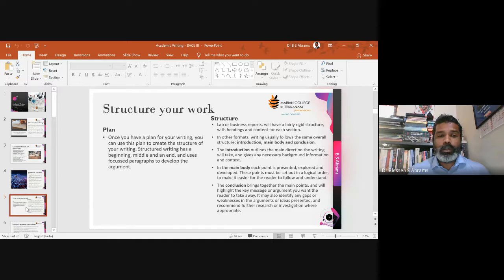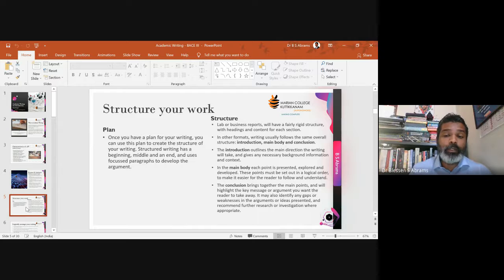And of course, the concluding paragraph, the conclusion, brings together the main points and will highlight the key message or argument you want the reader to take away. It may also identify any gaps or weaknesses in the arguments or ideas presented and recommend further research or investigation where appropriate. As we have discussed in the previous session, the concluding paragraph is also very essential here.